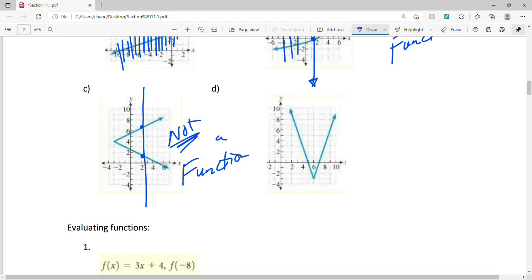In part D, this is a function. No matter how many vertical lines I do, we will never cross the graph more than once. So this passes the test. This cannot intersect more than once. It is a function.